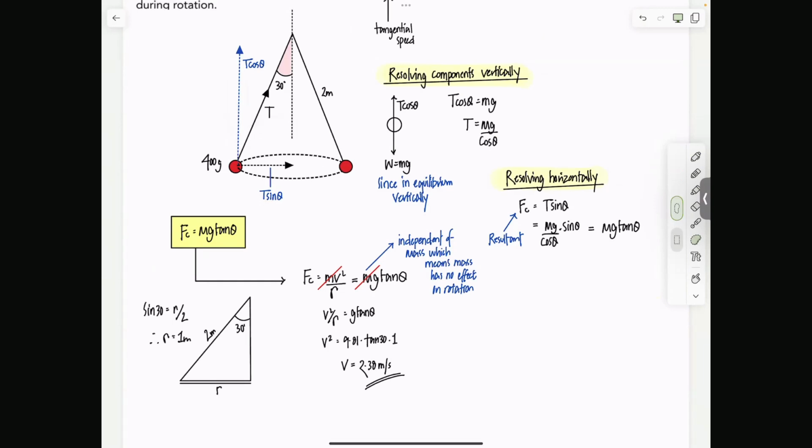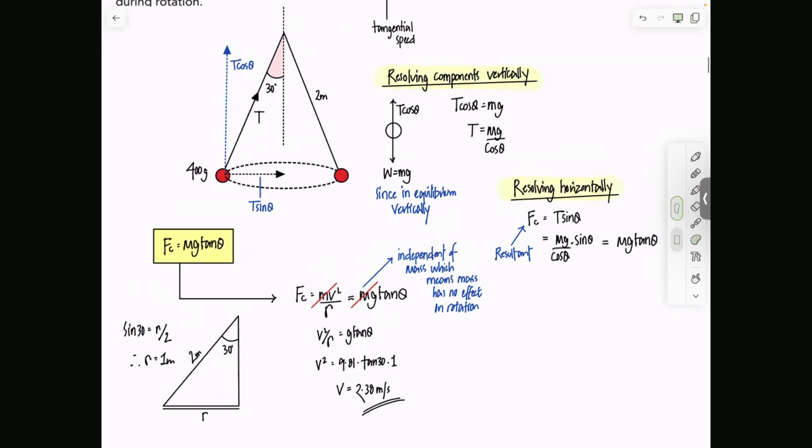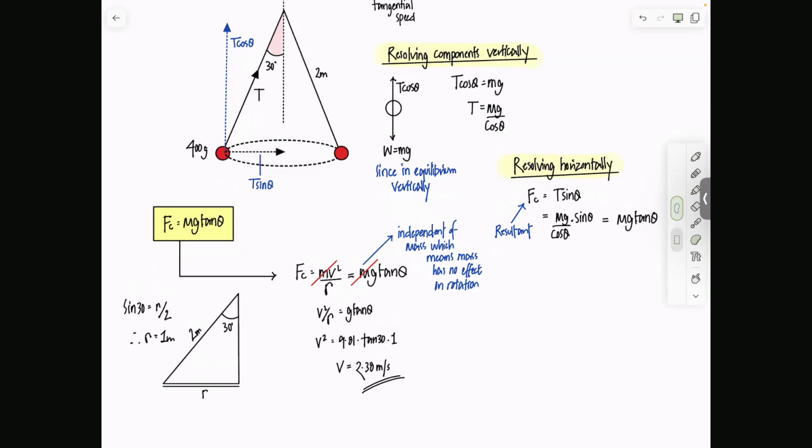We will revisit this exact diagram again in another chapter called oscillations. We have a chapter called oscillations. So in the same unit details, Fc equals mg tan theta is needed again.